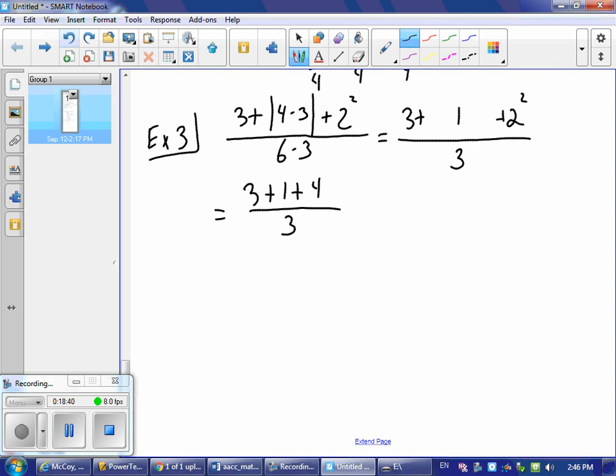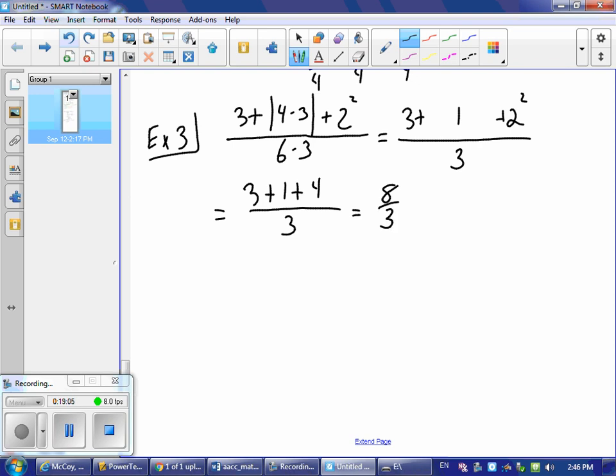Don't be tempted at this point to try and cancel these 3s out. You cannot do that because they are not factors. 3 is not being multiplied on top by 1 and 4. It's being added. Therefore, the 3s do not cancel out. Hopefully you'll see when we're done that that makes sense. I can add the entire numerator and get 3 plus 1 is 4, plus 4 more is 8.